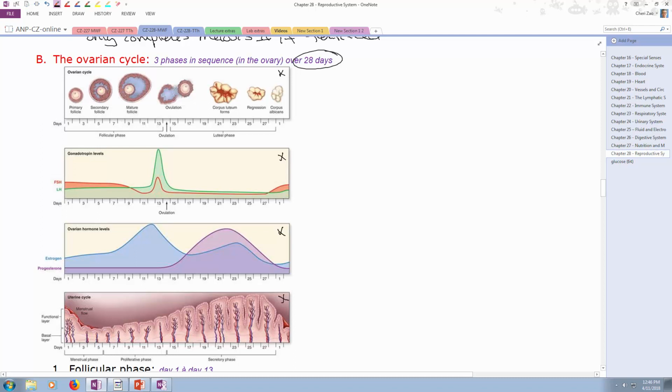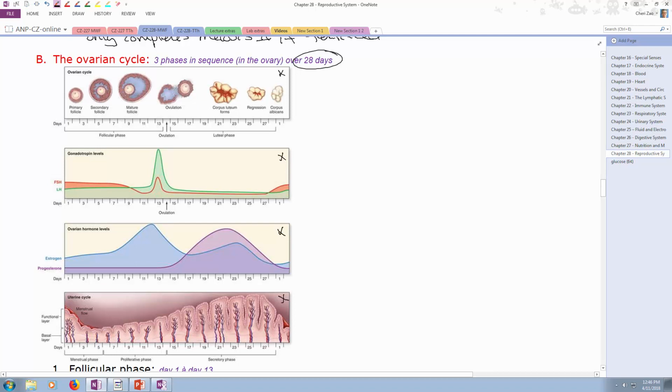No. Some women cycle every 3 weeks, some 4 weeks, some 5, some 6, some 8, some 2, some 3, some 4 months. And what that means is if they cycle every 3 to 4 months, they have menses every 3 to 4 months.